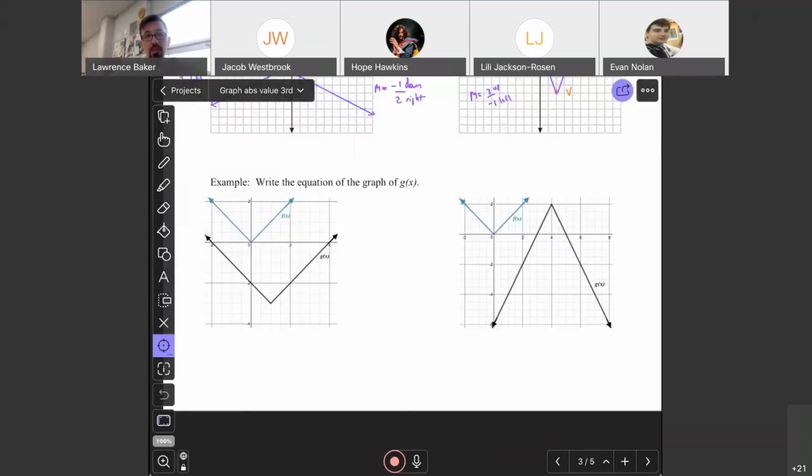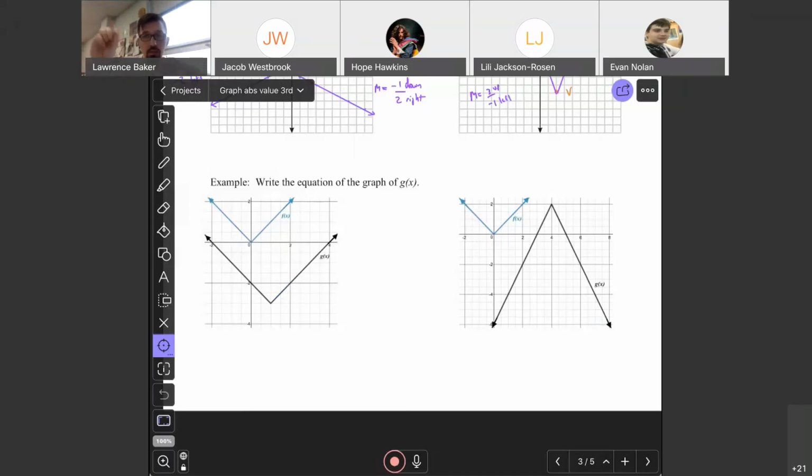Both graphs are shown, and there's the parent function for comparison's sake. But we're trying to write the equation for g, the black one here. How would you start this off if I just said, hey, what's the equation for this? The first thing you have to do is say, what's the parent function? What's the shape of this? That's a V.